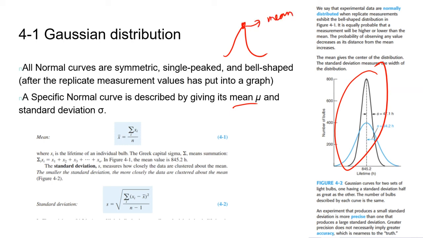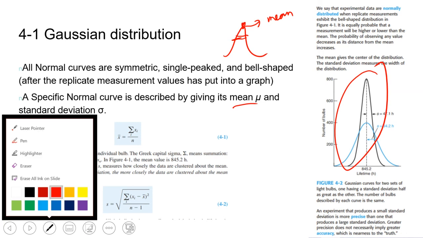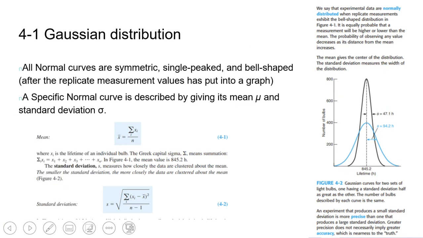And then the width of the distribution pretty much tells you the standard deviation. Right here, this measurement of the width is the standard deviation of that normal distribution. So the mean is the center, and the standard deviation measures the width of that distribution. In every normal curve, there's always going to be the two. Alright, so let's talk about the math now.